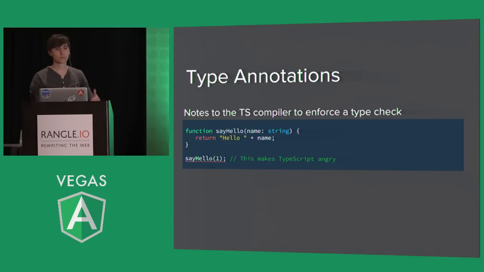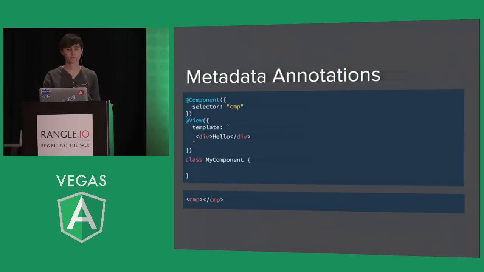So below, where I'm calling sayHello and passing a 1 in, it's getting angry at me and letting me know that this isn't right, which is really useful because I would essentially be saying hello 1, and that's not really what you want. You want to be putting in a string there.